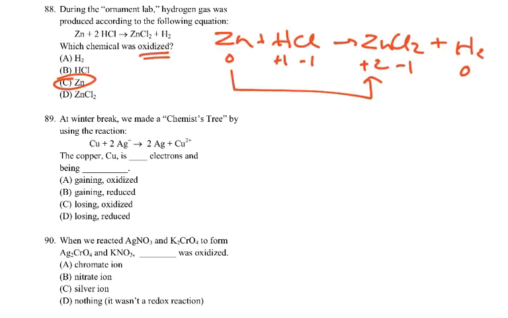At winter break, we made a chemist's tree using this reaction. Copper is blank electrons and being blank. The copper is going from 0 to +2. It is being oxidized. It is losing electrons. And again, losing electrons is oxidation. LEO the lion says GER. So losing electrons is oxidation.